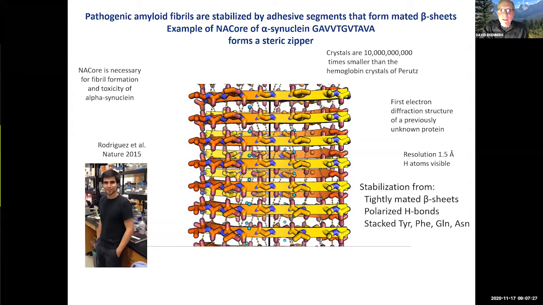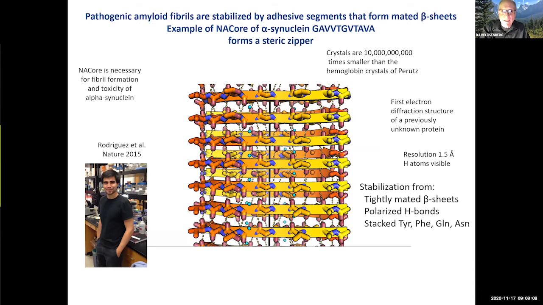So I'm going to start with the structure of the so-called NAC core element of alpha-synuclein. It was established as essential for fiber formation by Virginia Lee and others in the 1990s. And a postdoc in our lab, Magdalena Ivanova, who's now professor at University of Michigan, was able to grow crystals of it, but she didn't know, and we didn't know, that she had grown crystals because they were so small you couldn't see them in the optical microscope.